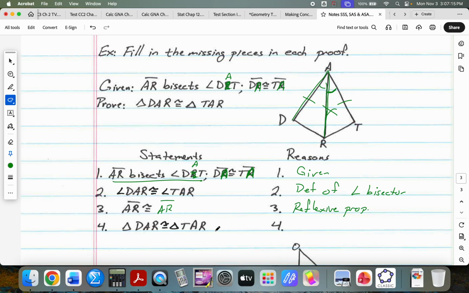And then which of our shortcuts are we using to prove triangle DAR congruent to TAR? Well, look at just one triangle. How many angles do we have that have been marked congruent? One. There's one pair, right? What about sides? There's two pair. Where is the angle relative to the two sides? It's in the middle, right? Side angle side. That clicking now? It takes a little while.